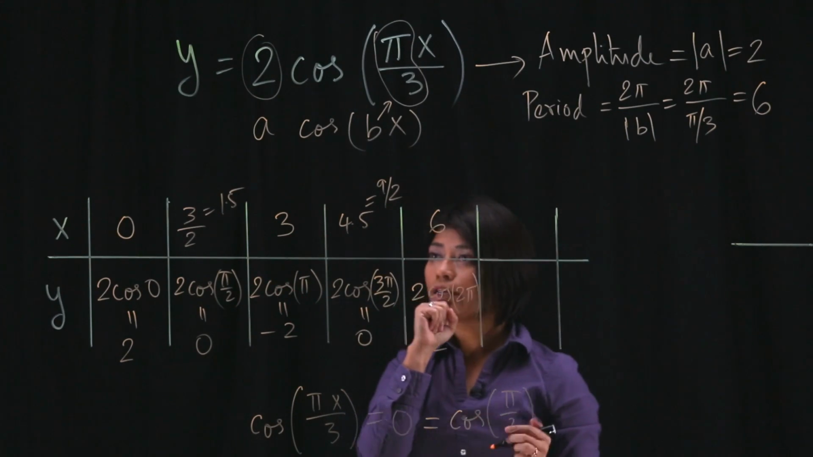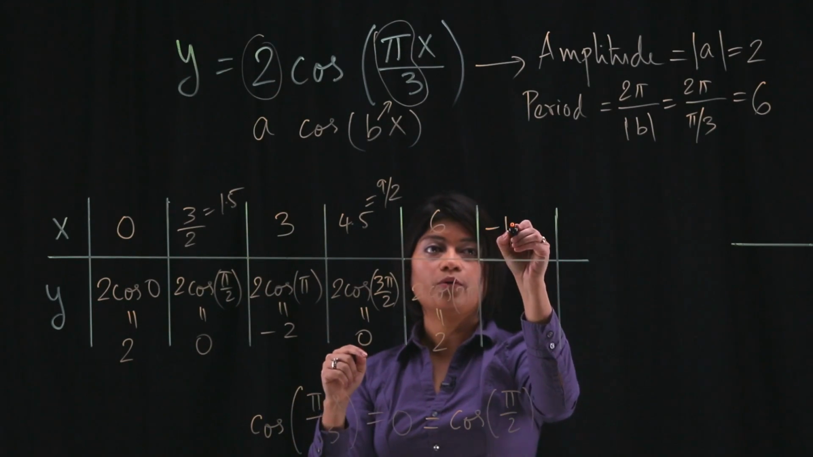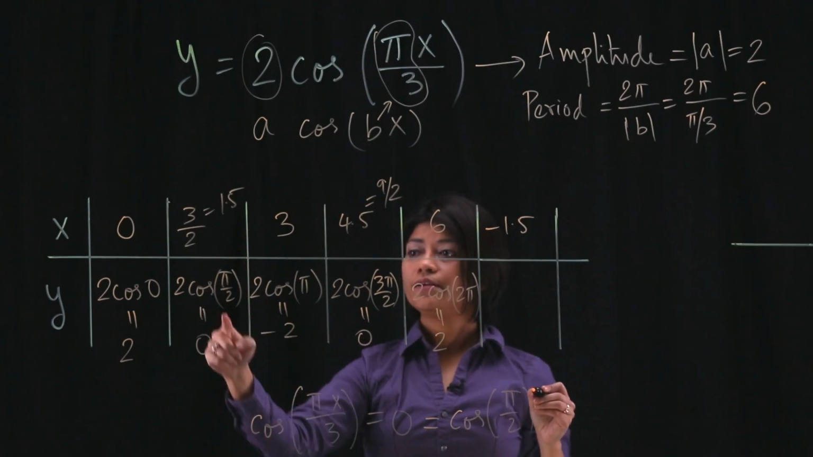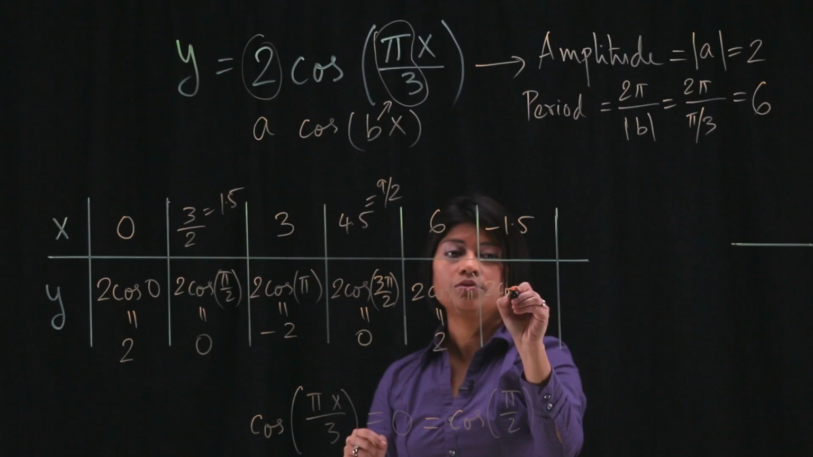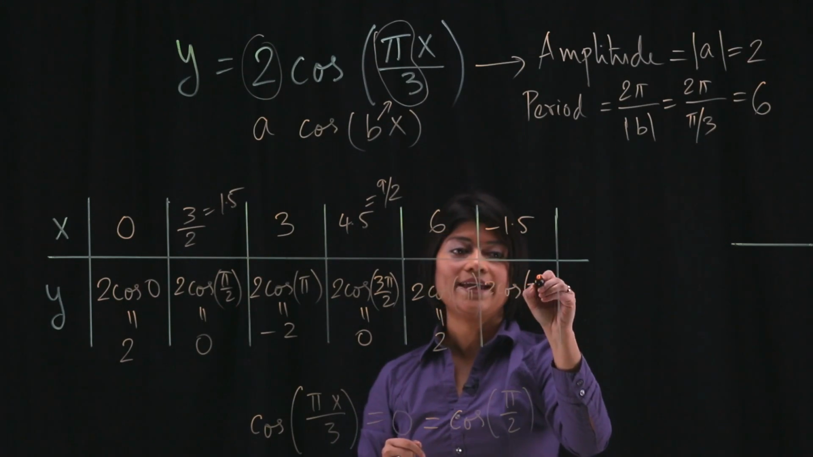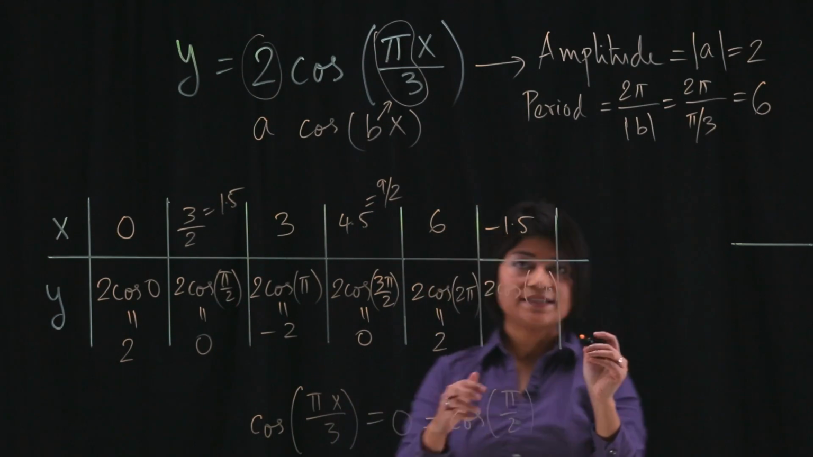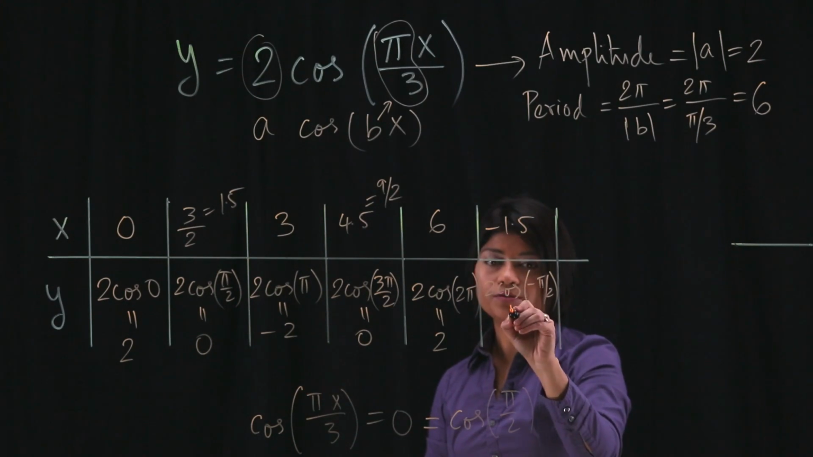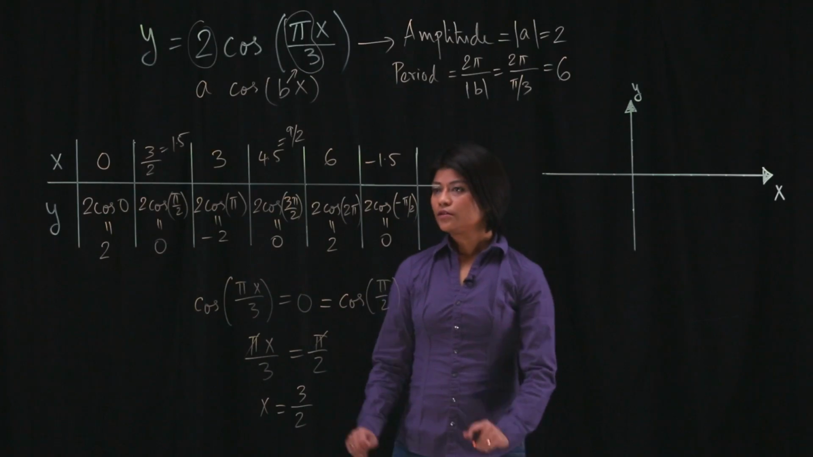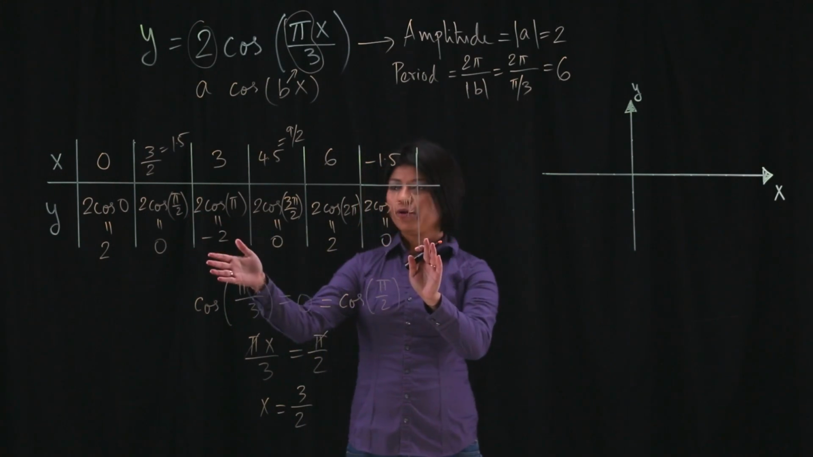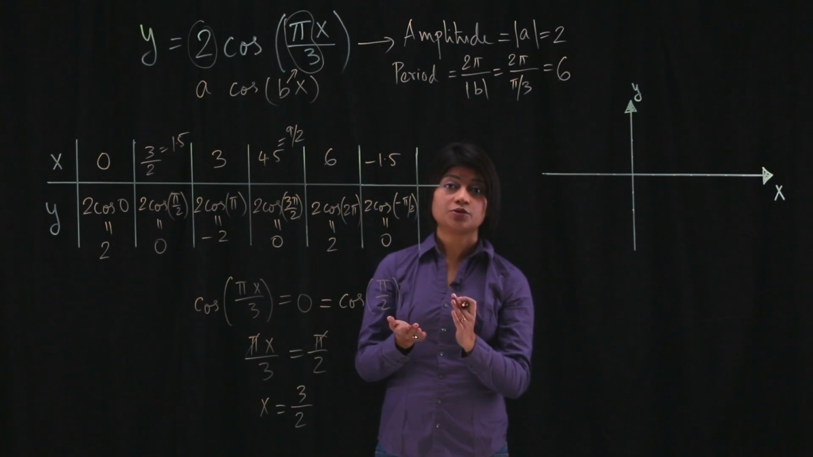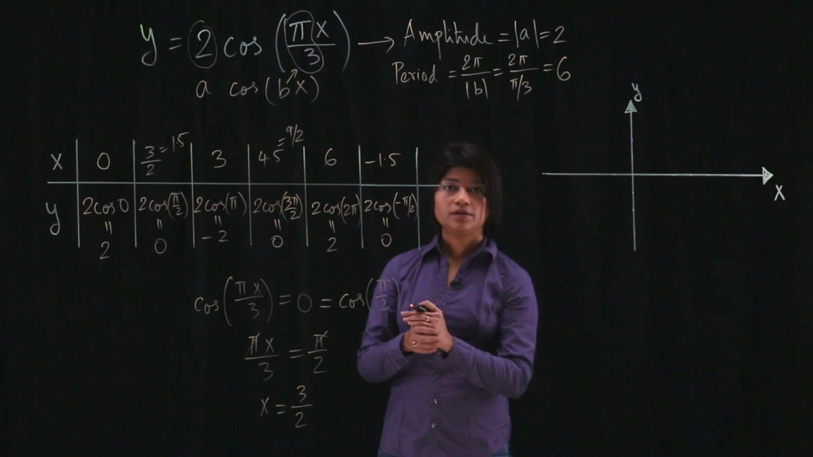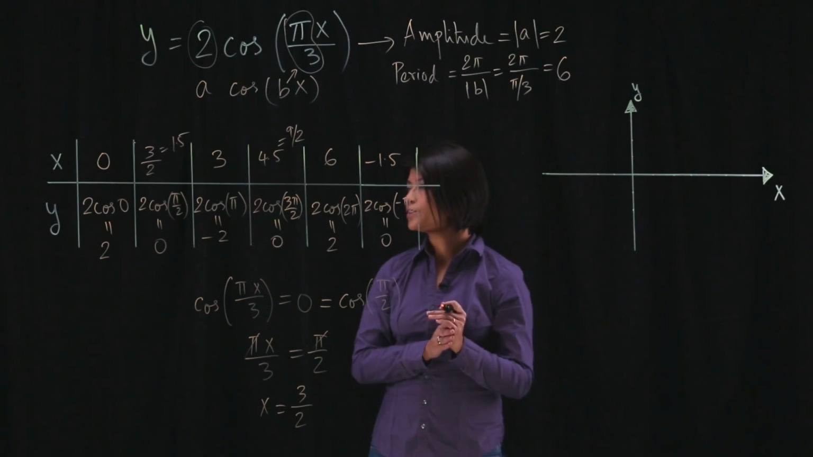So say if you plug in -1.5, then you will get 2 cosine of -pi over 2. But that's the same as cosine of pi over 2, which is 0. And so you will get 0 here. We have enough points right now to be able to graph this function. So let's start plotting these points.